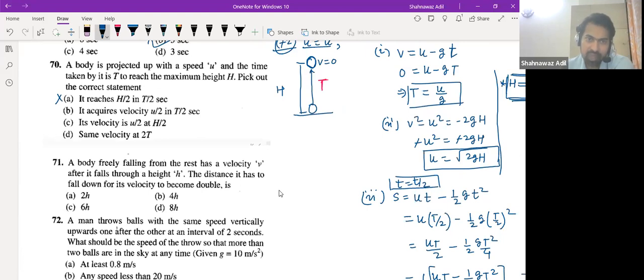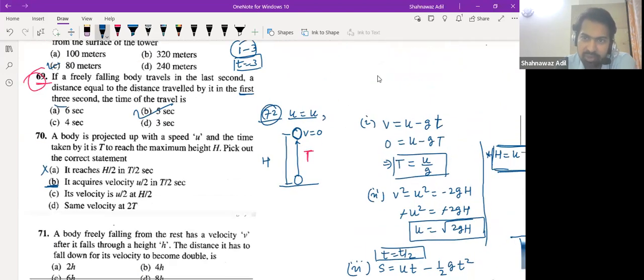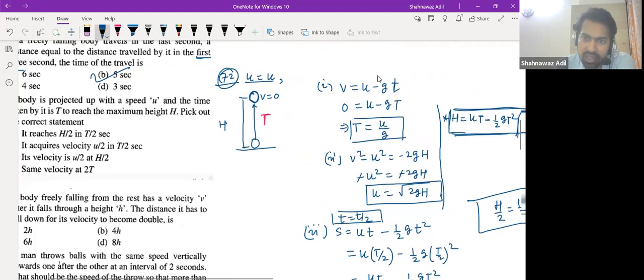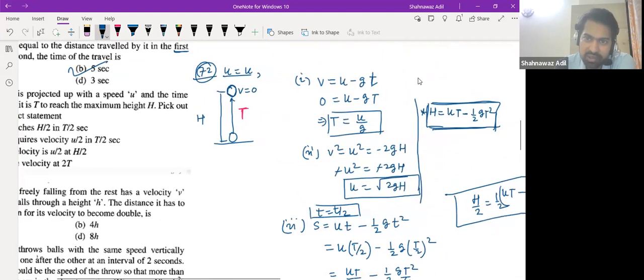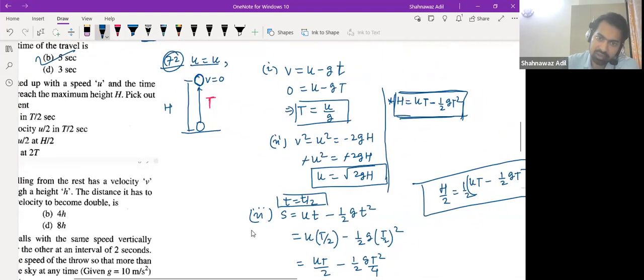But what about the second option? It acquires velocity u by 2 in t by 2 seconds. So then you have to check all the options, right? You check, and if you face any problem, then please ask me. But before that, please note down these conditions.